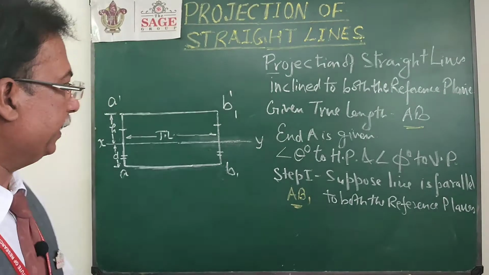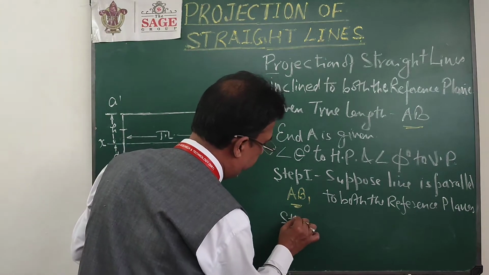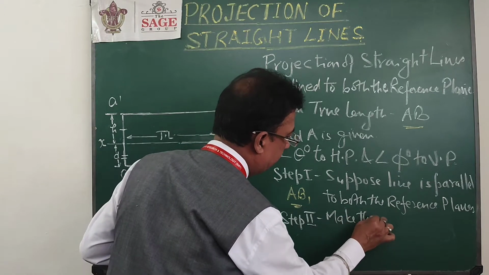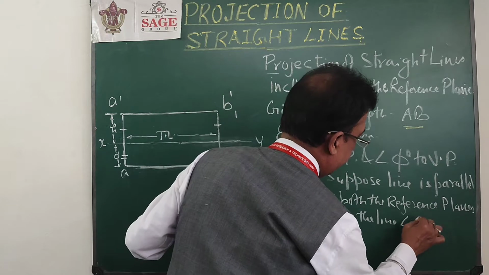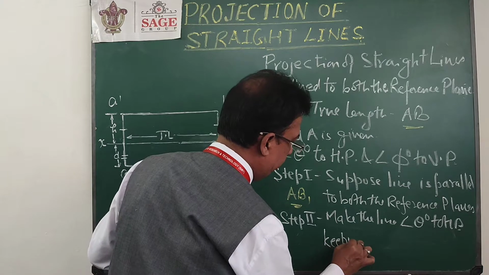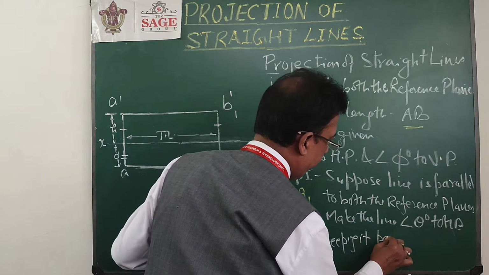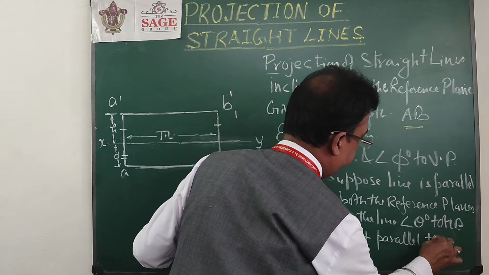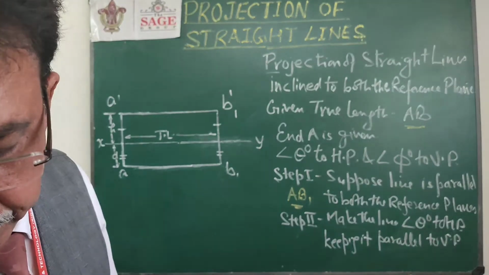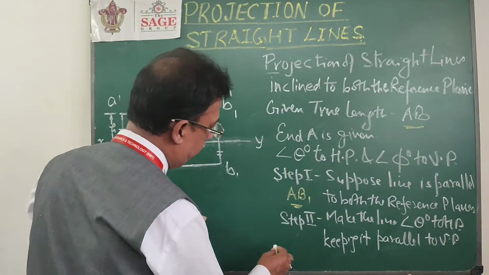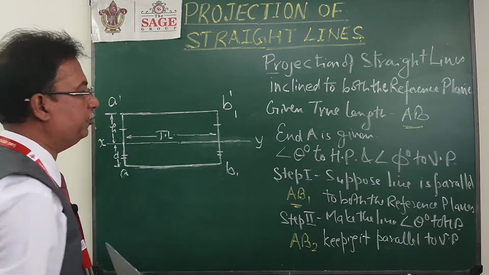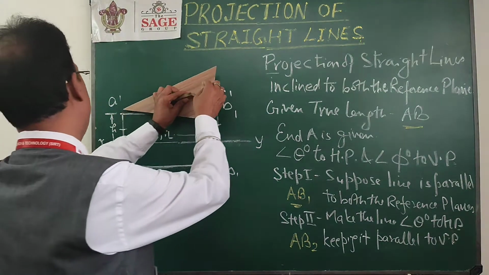So I will make the line inclined to HP. So step 2, my step 2 will be: make the line inclined theta degree to HP, keeping it parallel to VP. So now as the point will be shifted from one position to another position, the name will also change, and now suppose the name of the line will be AB2, because now this is not B1, B1 will be this point. Now we are shifting towards another point.